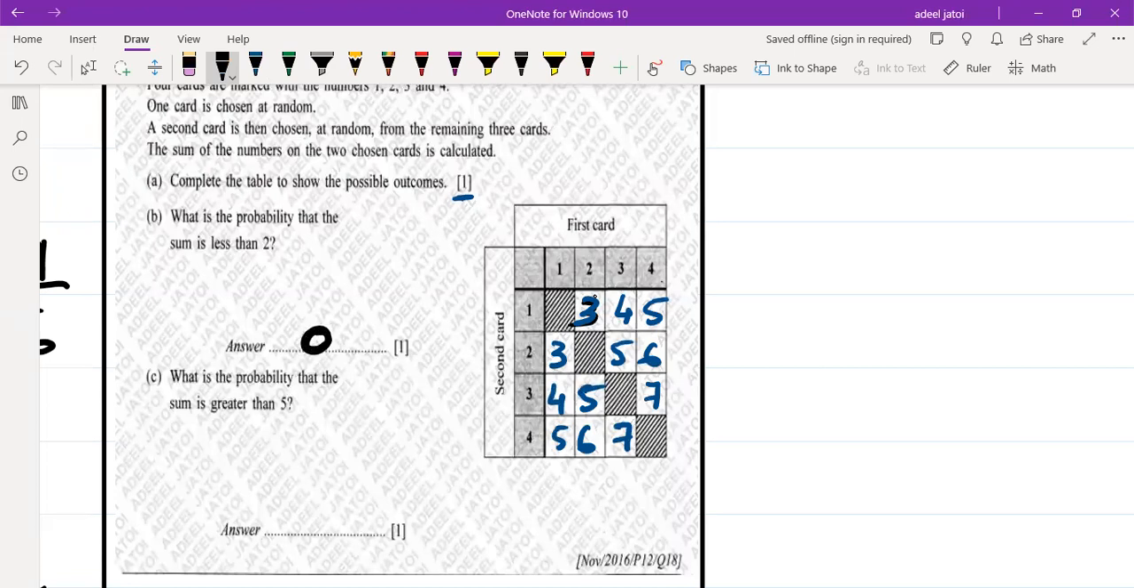Now, what is the probability that the sum is greater than 5? What does greater than 5 mean? Does it say greater than or equal to? No, it says greater than 5. So that means 6, 7 and 7. We'll be taking 4 numbers out of how many? 1, 2, 3, 4, 5, 6, 7, 8, 9, 10, 11, 12. So 4 upon 12, which is 1 upon 3. So we're going to write it down as 1 upon 3.